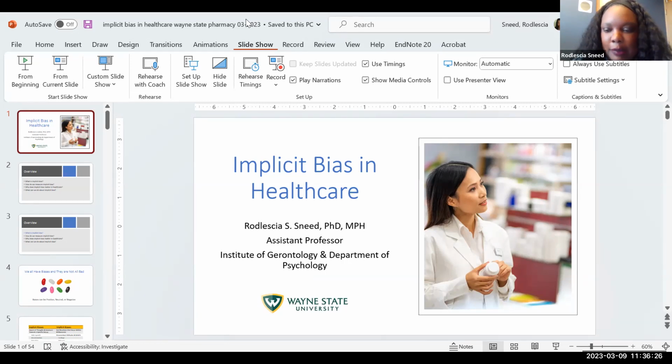And I tried to make a point of bringing in some things specific to pharmacy. Most of the research in this area really has been done with physicians, but I did try to integrate some conversation looking specifically at how this bias works among pharmacists as well. So I'll go ahead and get started.